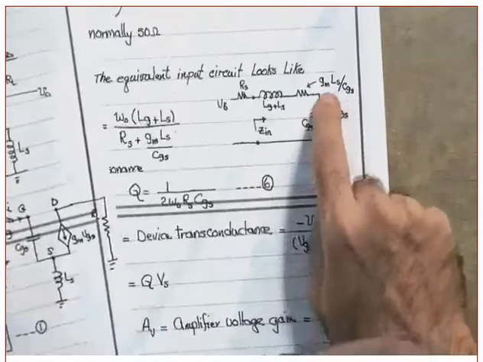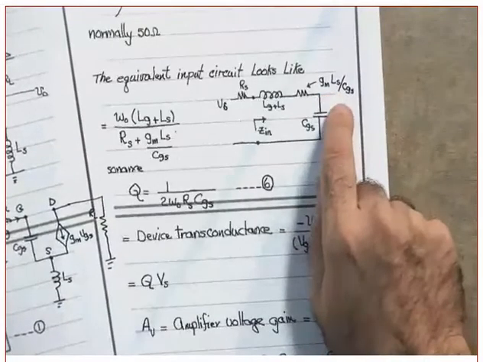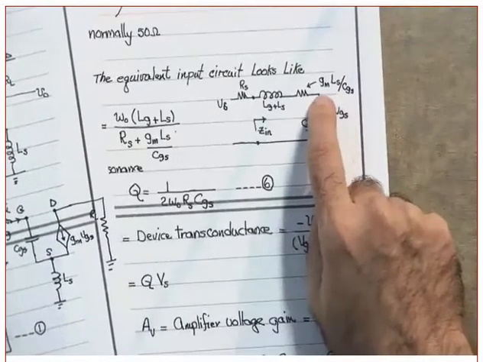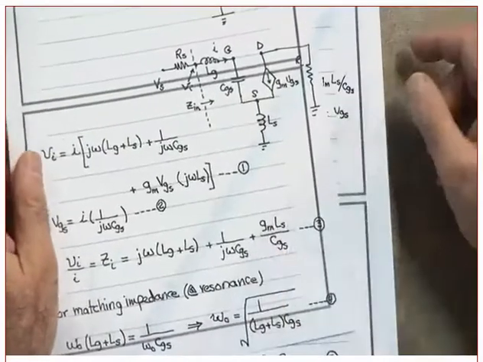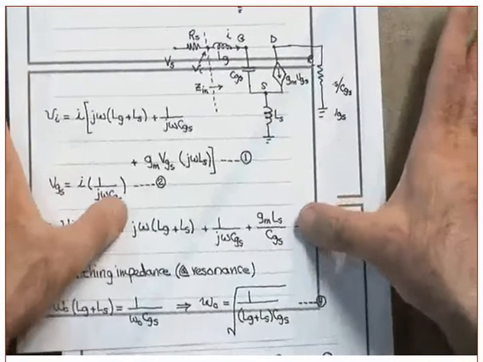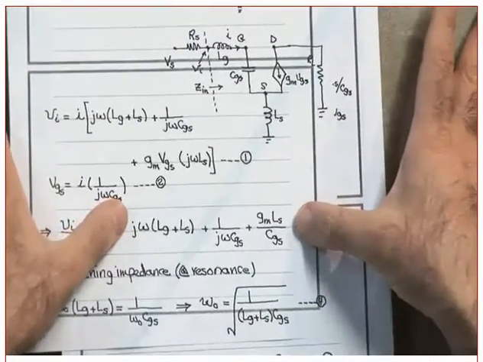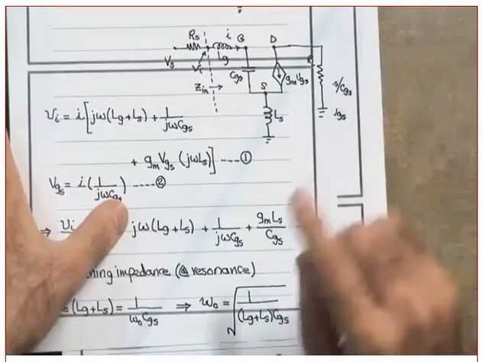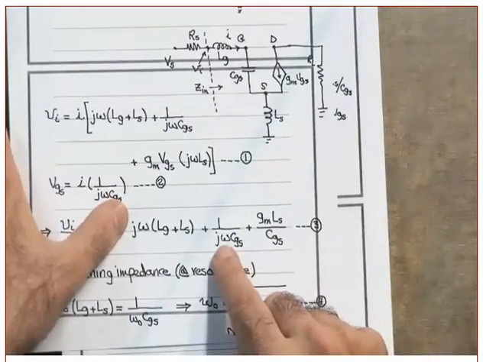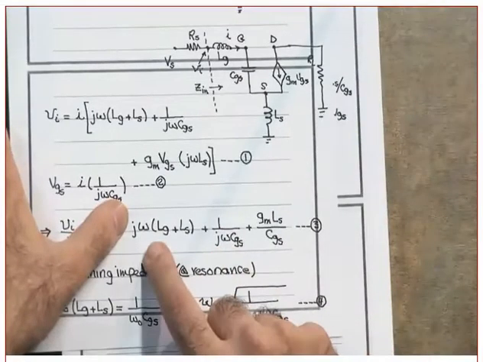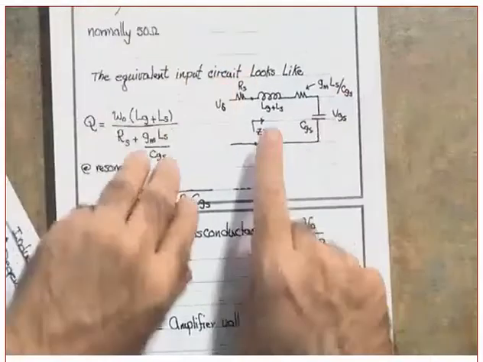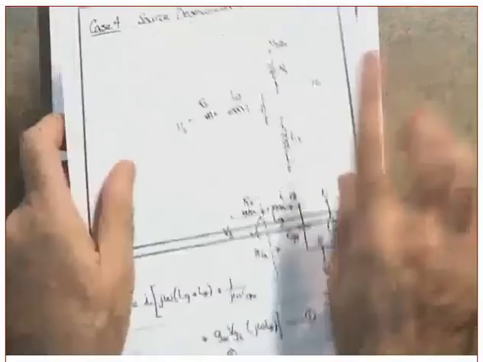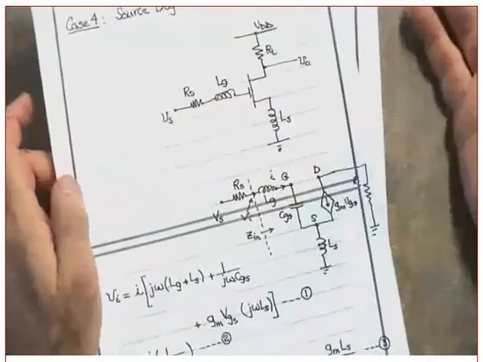Yes? Where did this come from? GMLS over CGS. This term. Where did it come from? This is this term. The real part. Agree? What does this one look like? A resistance in series with a capacitor, in series with an inductor. This is it. Did you get it or not? And that's the original RS. Did you get my point or not?